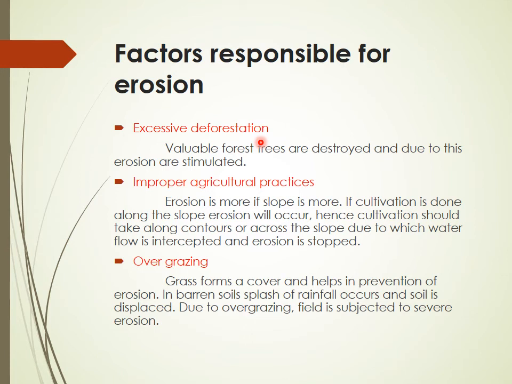Improper agricultural practices, where there won't be proper harvesting of crops and proper crop rotation. Such practices also lead to soil erosion. Overgrazing also, as I told already, the grass present over the soil prevents erosion. When there is overgrazing of grasses, it leads to soil erosion. These are some factors responsible for soil erosion.